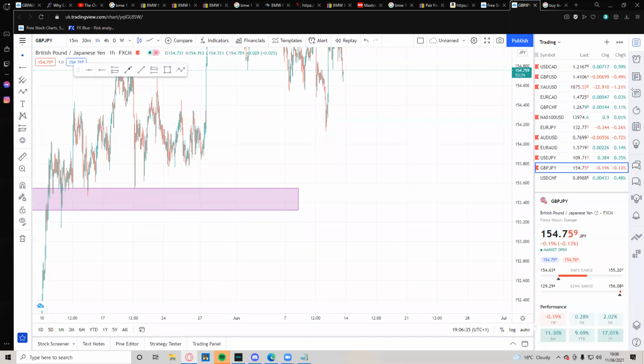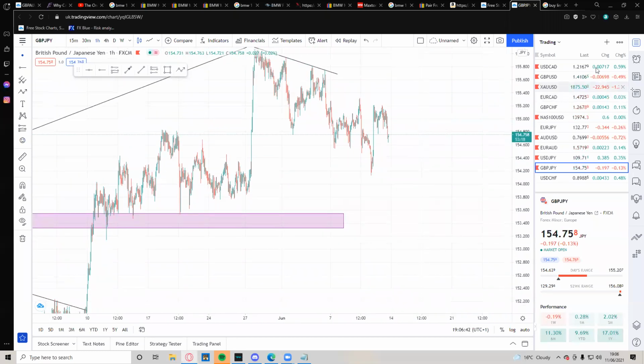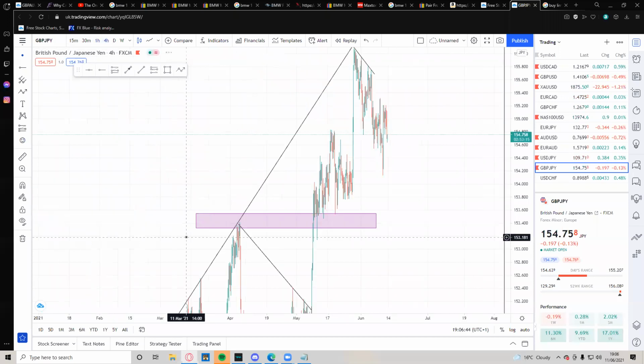The more touches, the better. I hope that changes your perspective. If you've got more touches on the trend line, good for you.